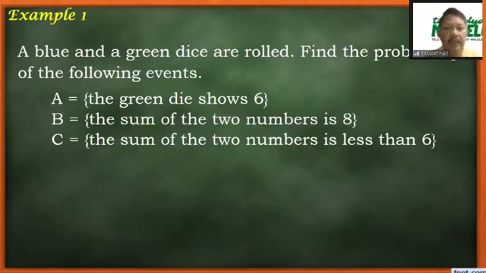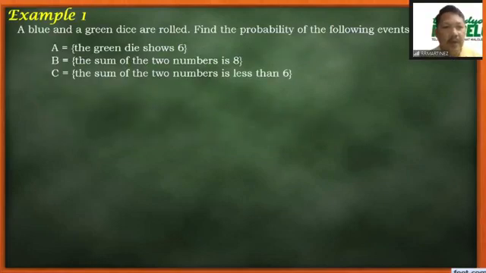In the given example number 1 for probability, let us try. A blue and a green die are rolled. Find the probability of the following events. There are 3 events here. The first event, A, is the green die shows 6. The second event, B, is the sum of the two numbers is 8. And the third, the last event, is the sum of the two numbers is less than 6.